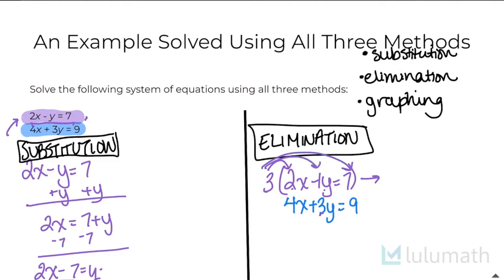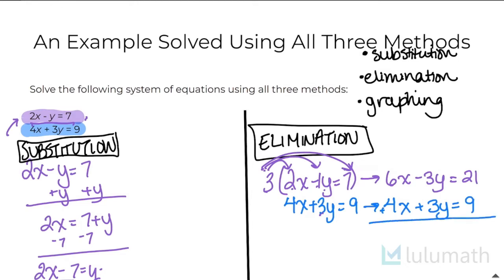So 3 times 2x is 6x, okay? 3 times -1 is -3y. And then 3 times 7 is equal to 21. And then I'm going to copy down the bottom equation. So 4x plus 3y equals 9 right here. Then I'll add them together.